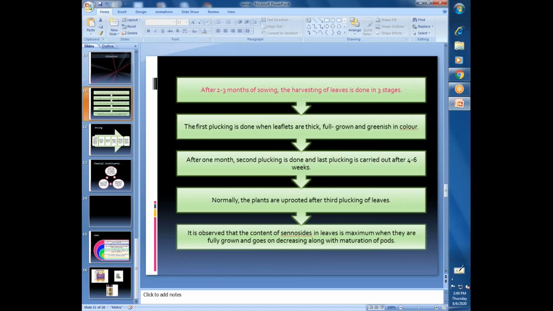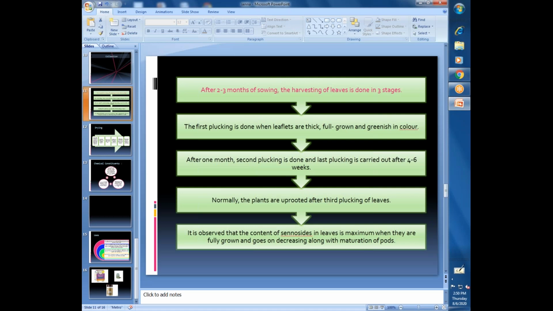So after 2 to 3 months of sowing, like February you've sown, and March, April. So February, March, April, after the 2 to 3 months, in April they will start harvesting the leaves. The harvesting of our leaves is also done in 3 stages. The first plucking is done when the leaflets are thick, full grown and greenish in color.